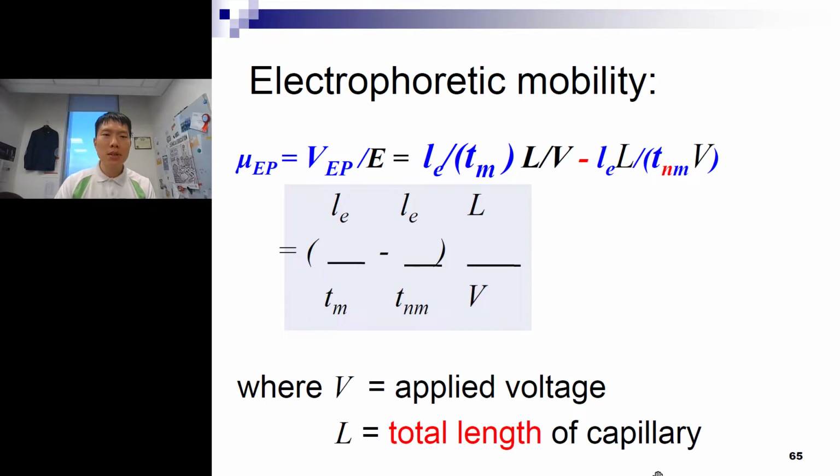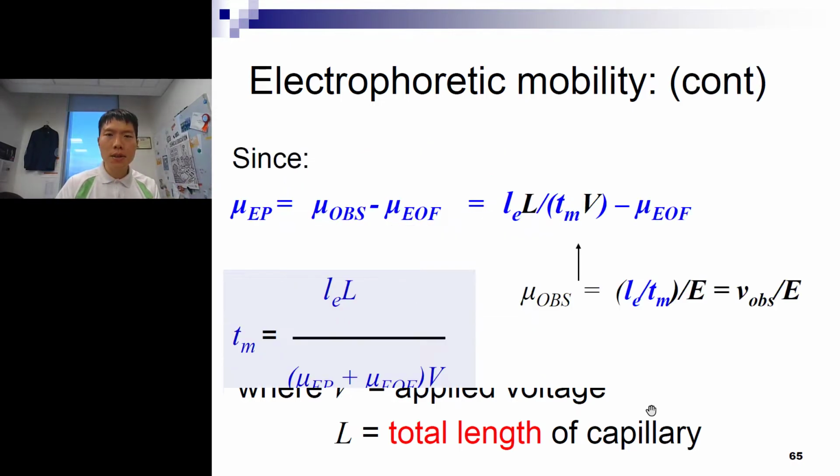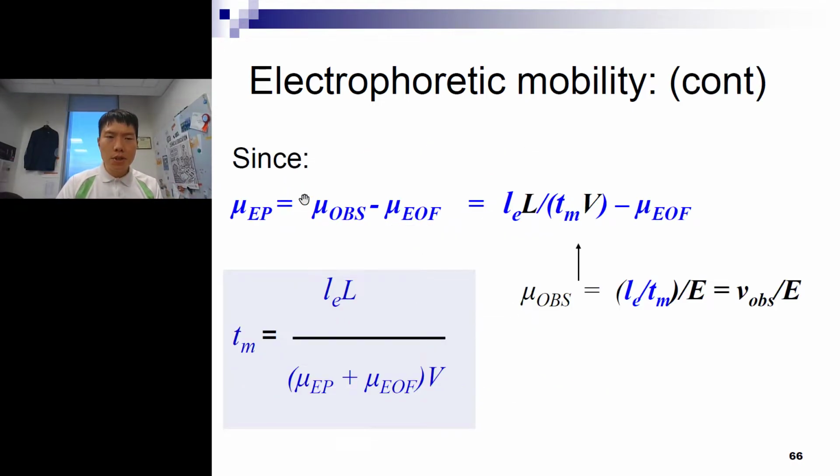Okay, a bit more math here. What we did was just a simple substitution. We take out this L over V term from just now here. L in this case is the total length of the capillary. Next, because we have this equation, we now make the electrophoretic mobility the subject, and this is what we get.